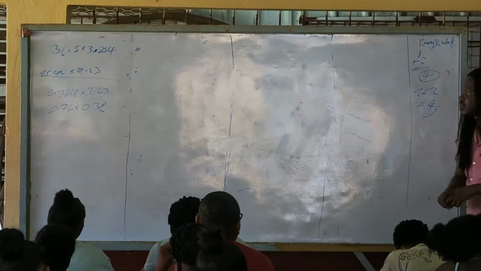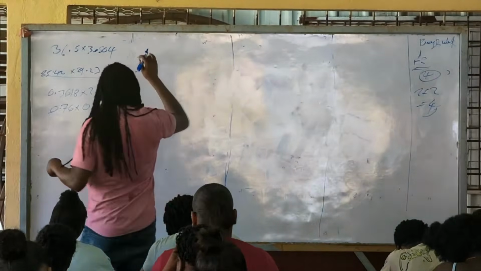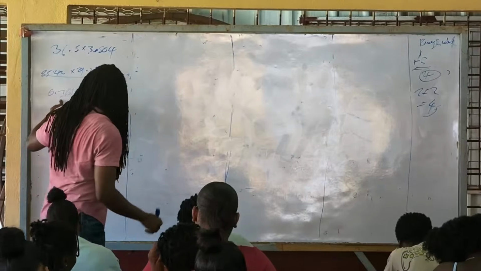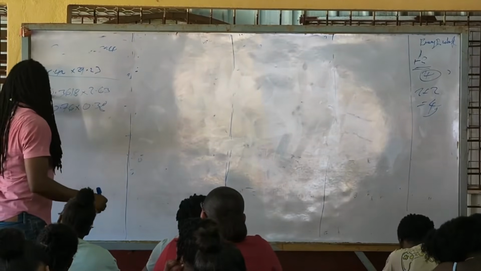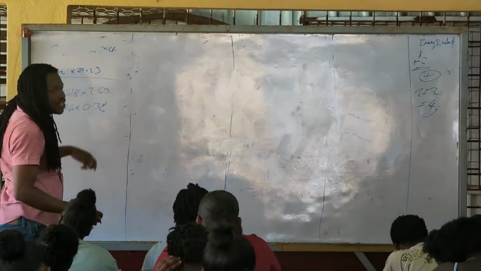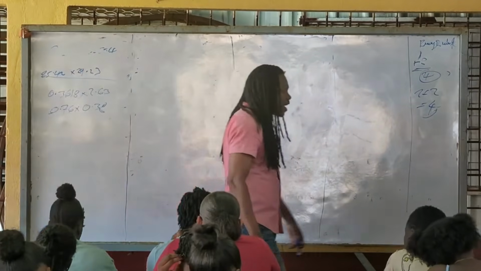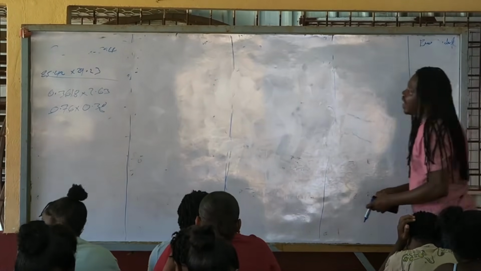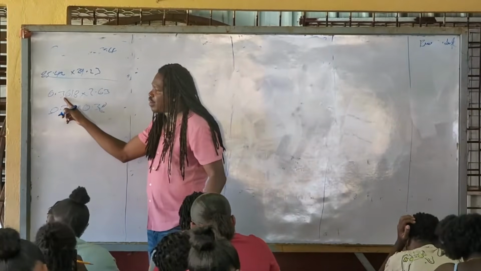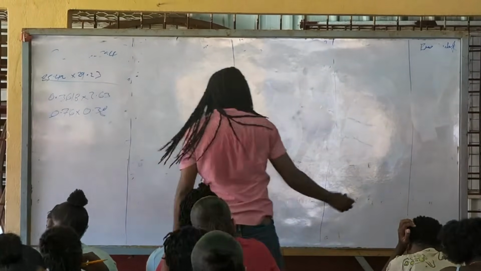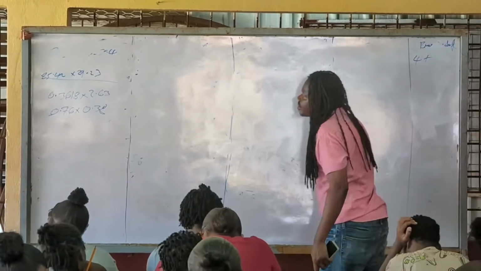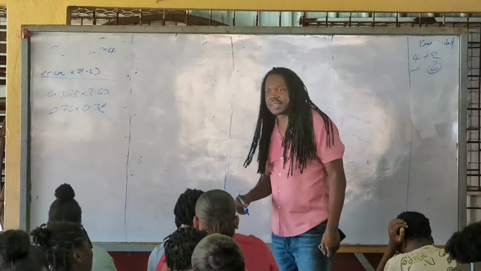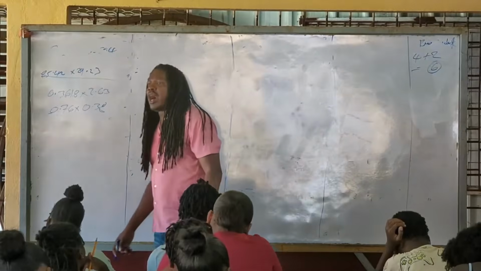Ready now? So what does it say here? Give me the first one. 0.3618 times 2.63. What are you going to do? Go over your rough work and do what? All right. How many decimal places are there in the first one? So write 4. How many in the second one? So write 2. So that means our answer will have how many decimal places? 6.